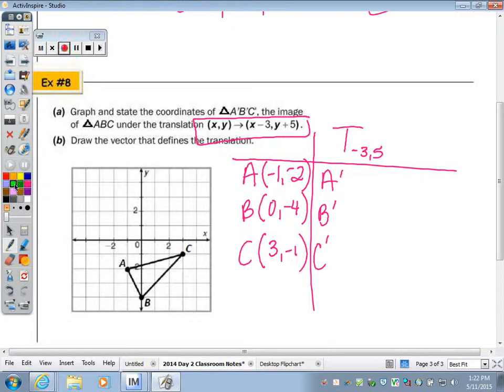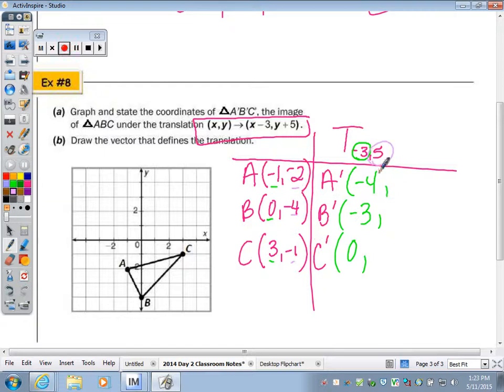And then I'll show you what I do. Okay? So what I first do is I take a look at one of the numbers in the translation. So the negative 3. So I'm going to take all my x values and subtract negative 3 to all of those. And then I'll go to my y values and I'll add 5. So just say it out loud. Negative 1 minus 3. What's that? Negative 4. 0 minus 3. Negative 3. Good. And then 3 minus 3. 0. Now I'm going to go and add 5 to all of the y coordinates.